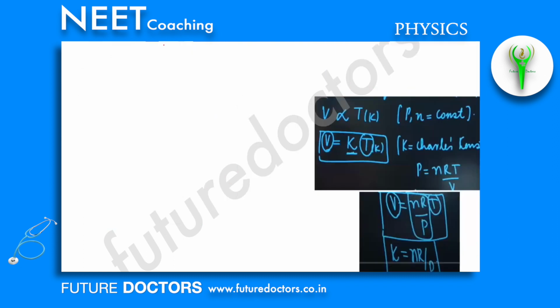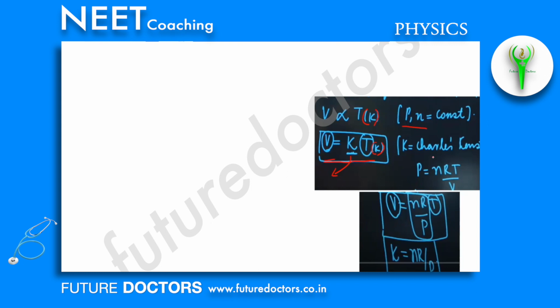So we know that V is directly proportional to T, when pressure and the number of moles are constant. So V is equal to K into T, the absolute temperature, not just temperature in Kelvin. So V is equal to K into T. So what is K? K is called the Charles law constant. So what is the Charles law constant?